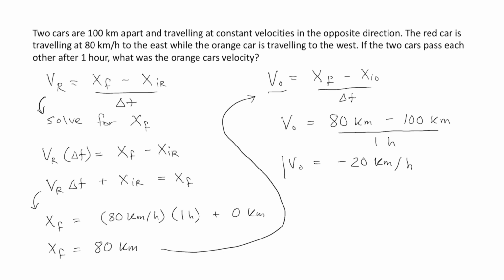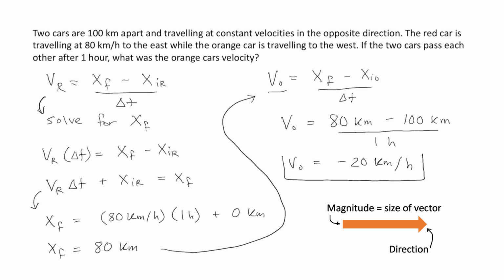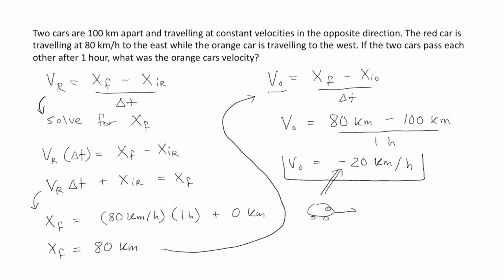You might be wondering why the answer is negative. Well, we know velocity is a vector, which means it has both magnitude and direction. The magnitude is 20 kilometers an hour. The direction is given by the negative sign. This negative sign tells us that the car was moving to the left. It was moving west. What this means is that objects moving to the right have a positive velocity, while objects moving to the left have a negative velocity. And that's why our answer to this question was that the velocity of the orange car is negative 20 kilometers an hour.